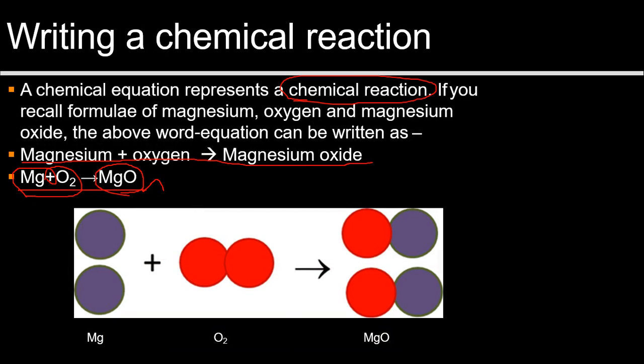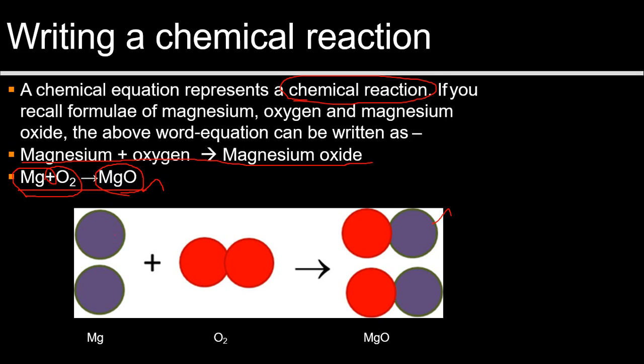Actually, there is one magnesium on each side, but there are two oxygens on one side and only one oxygen on the other, so it is not a balanced equation. I am asking the question: why do we have to balance the equation? Because only then can we understand how much reactant is needed to get a particular amount of product.